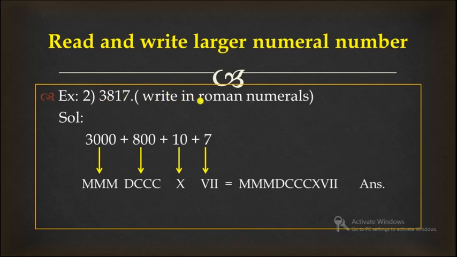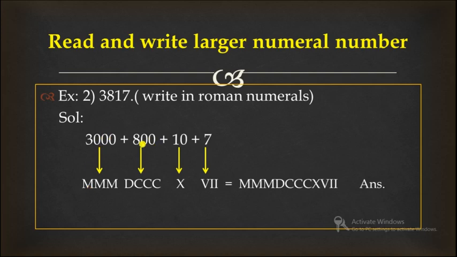Now example 2. Here we have 3817, write in Roman numerals. First we have to write it in expanded form. As you can see on the screen, 3000 plus 800 plus 10 plus 7. So 3000 we can write as MMM. Value of M is 1000, and when we write it 3 times, the value of M is multiplied by 3. Then we will get 3000.